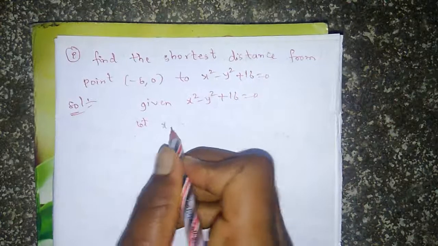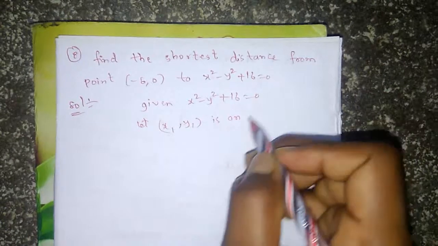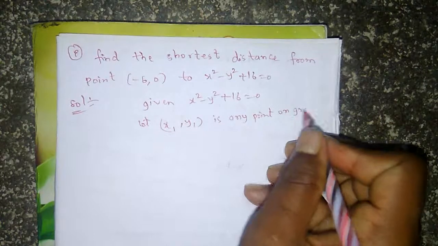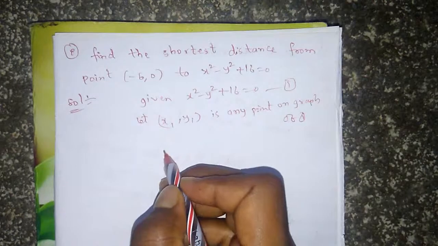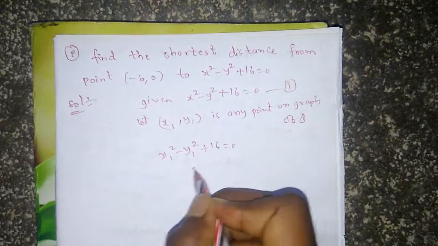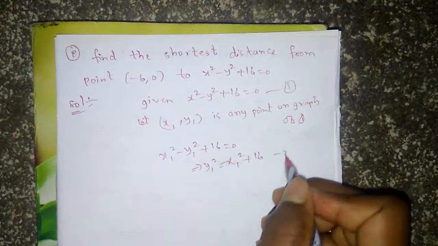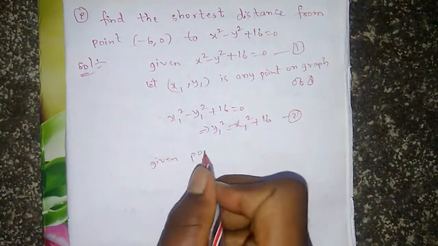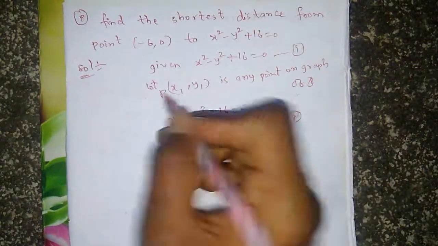Let x1 comma y1 be any point on graph of 1. Let this be 1. This implies x1 square minus y1 square plus 16 is equal to 0, implies y1 square is equal to x1 square plus 16. Now given point minus 6 comma 0, let this be p, let this be a.